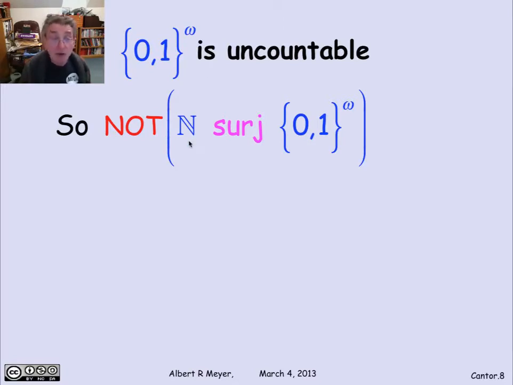The definition of countable, or an equivalent formulation of countable, remember, is that there's a surjection from the non-negative integers to the set. Well, there isn't any. We just proved it. Okay, so N is not surjection 0, 1 to the omega.